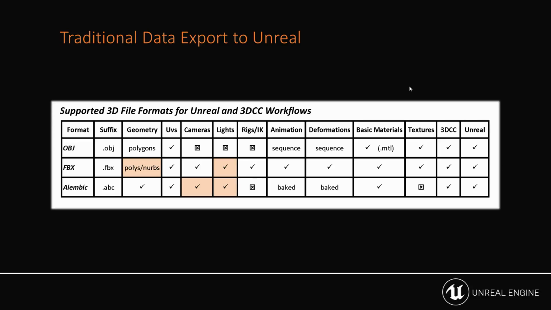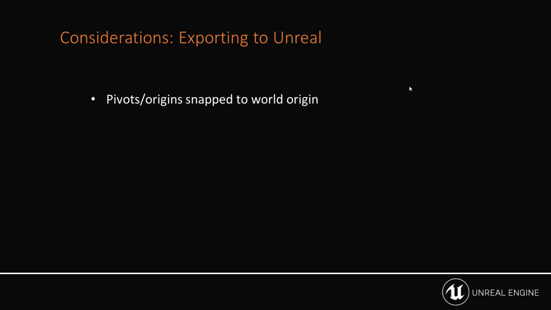But typically, FBX is what you're going to see mostly used between 3D content creation applications and Unreal. So, considerations for exporting to Unreal. Typically what we want to see is the ability to place our objects in a scene quite easily without losing their placement. So we need to consider that each object is snapped or placed with its origin at the world origin. If we do that, it makes it easier to bring all of that data over to Unreal Engine.